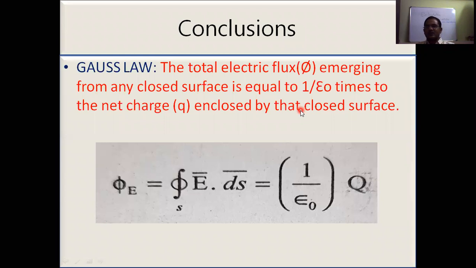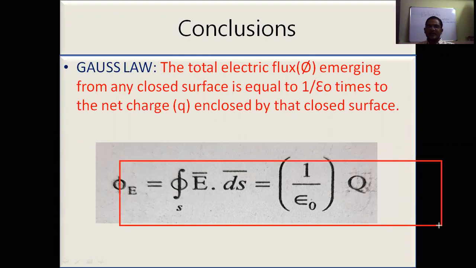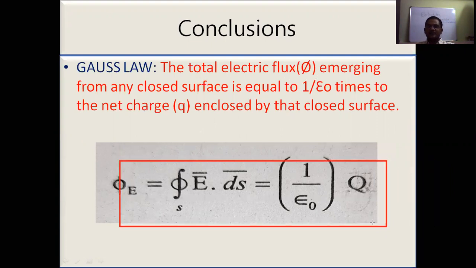So what are the conclusions of this lecture? The first, what is the Gauss law? The total electric flux emerging from any closed surface is equal to 1 by epsilon naught times the net charge enclosed by that surface. Mathematically we write the closed integral of E bar dot ds bar equal to 1 by epsilon naught times the charge enclosed within the surface.